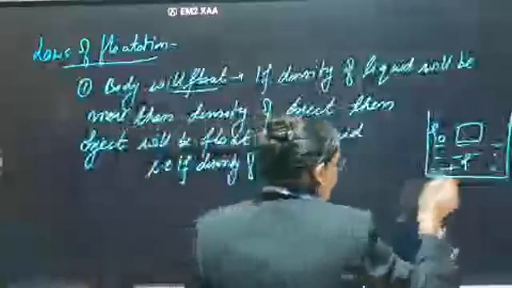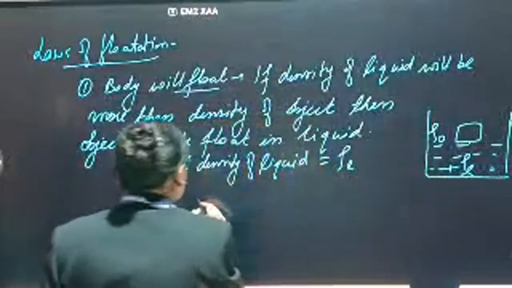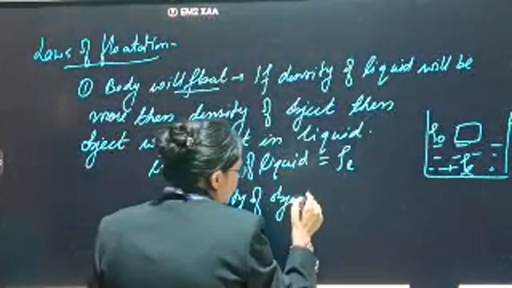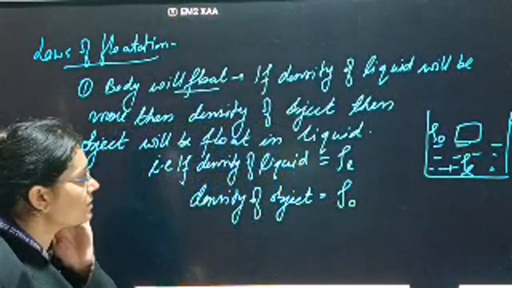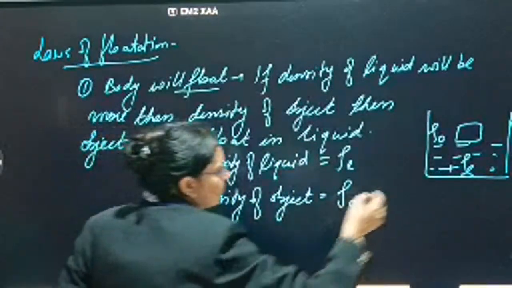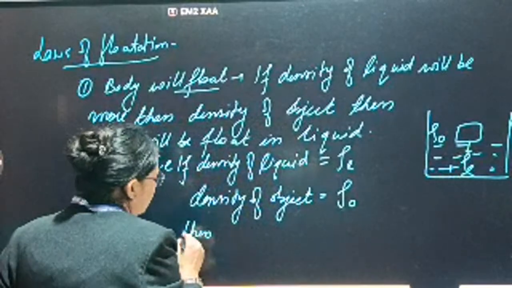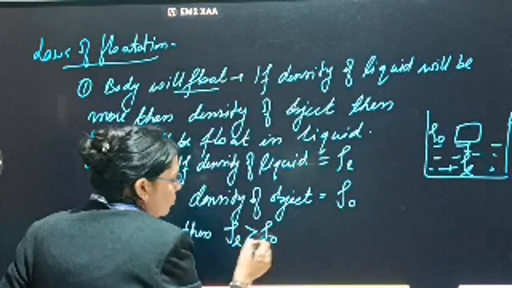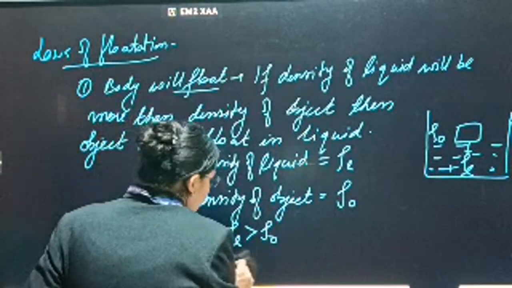Okay, here we can write the density of any liquid and the density of the object, let me call it O. These are the two densities, density rho L and density rho O. So in that case, if the object is going in the downward direction, it can't be... then rho of the liquid will be more than rho of the object. Density of the liquid will be more than the object.